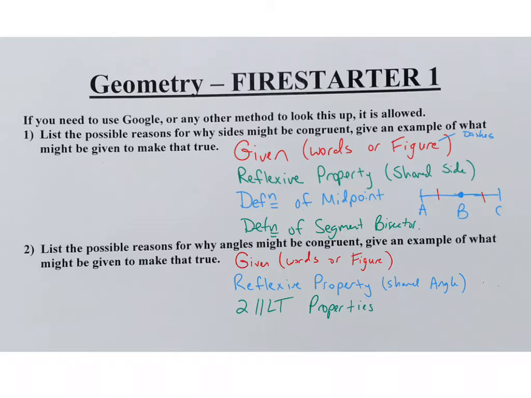Now, the other thing you might see, guys, is the definition of angle bisector. If you see that something bisects an angle, that's going to be something you use. Right? And these are just guides. These are not all of them. There's so many different theorems and properties out there. This is just a good guide, a good way to start. All right, that's it for Firestarter 1.